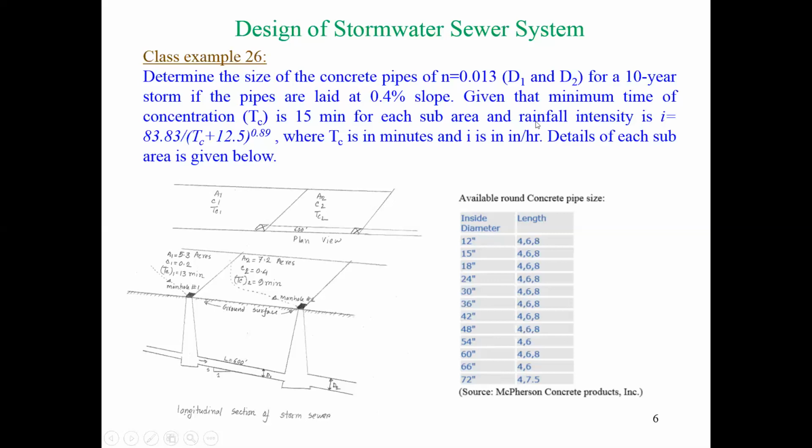Now, one thing here, when we did the rational method, we found the I from the IDF curve, like intensity, duration, frequency curve. But this time we have an equation. So if we have the IDF curve, we can use that. If we have the equation, we can use that as well. So based on what is given, that's how we will calculate the rainfall intensity.